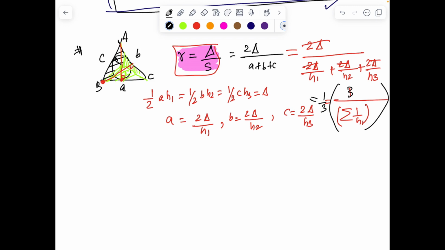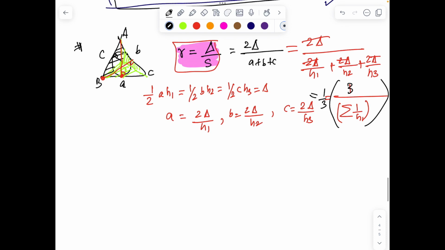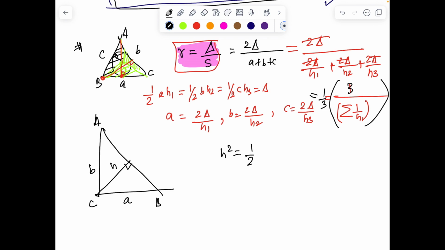Next one more you can try is a right angle triangle with legs a and b and altitude h from the hypotenuse to the right angle. So let's say we have a right angle triangle with legs a and b and this altitude is h. We have to prove h square is half of the harmonic mean of a square and b square.